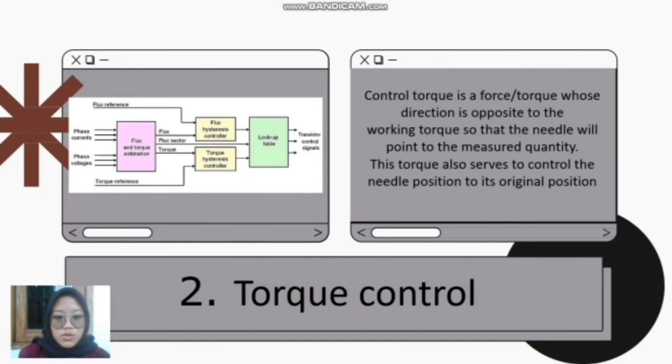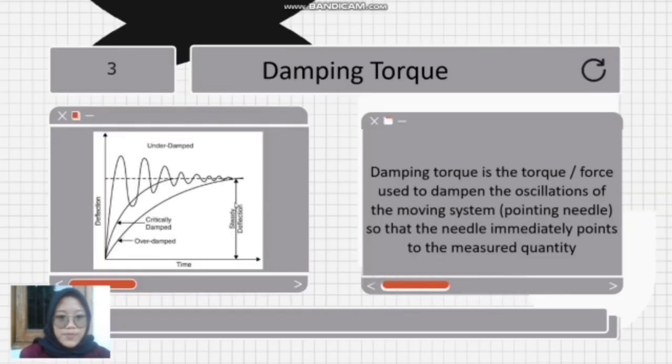2. Torque control. Control torque is a force or torque in the direction opposite to the working torque so that the needle will settle at the measured quantity. This torque also serves to control the needle position back to its original position.